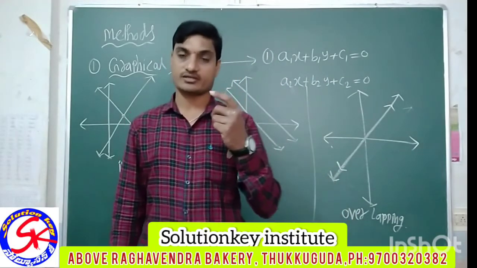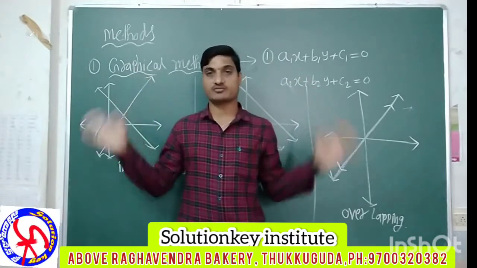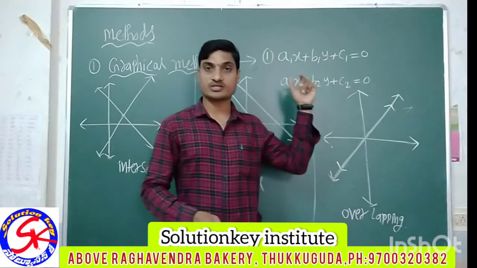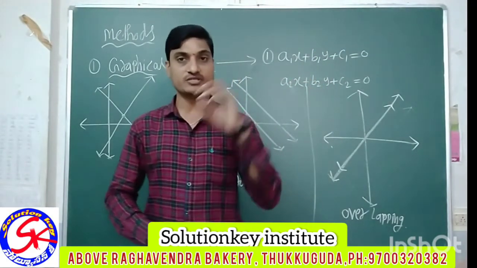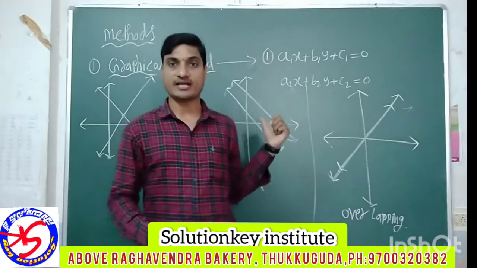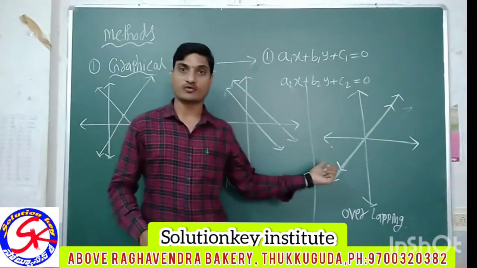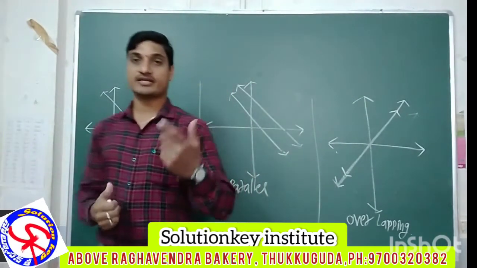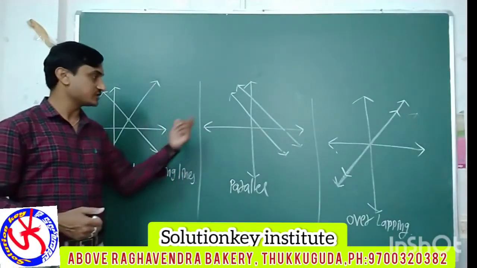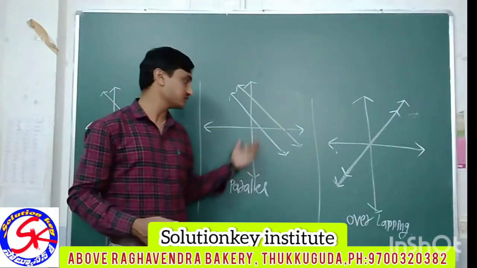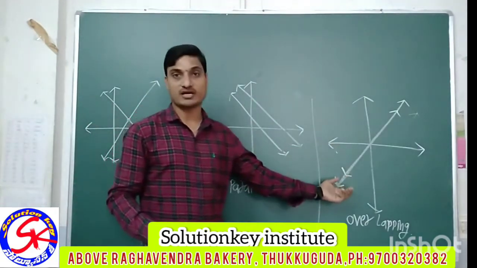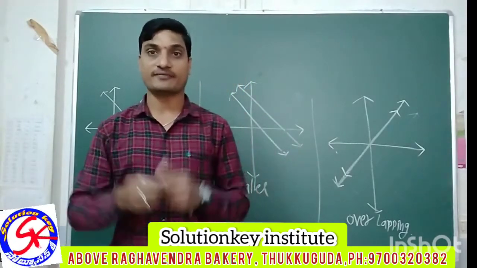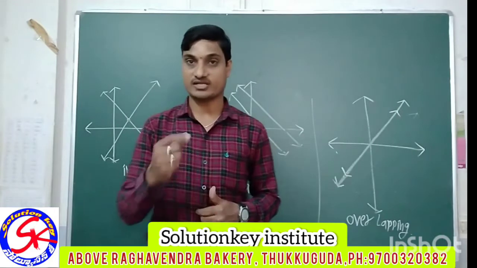Okay, you have seen three conditions here. How do we identify which two linear equations give intersecting lines, which two give parallel lines, and which two give overlapping lines, meaning they lie on the same line? When do they occur? How to identify them? There is one logic. What is the logic?